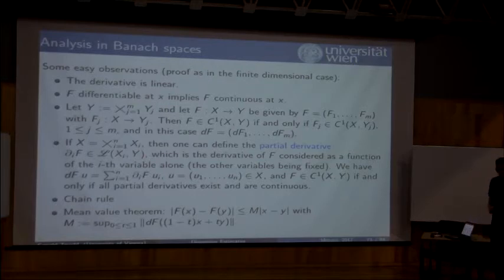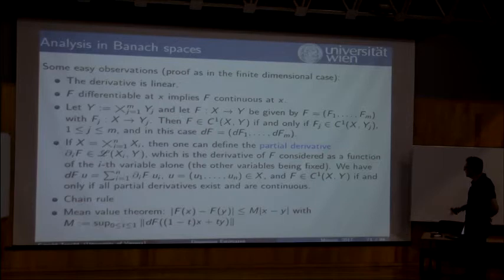So if you split X into a product of finitely many Banach spaces, you can look at partial derivatives. You just keep all the others fixed, take your derivative with respect to this one. And again, you have the same result. So you have this kind of gradient-like formula. Right here, you can build up the full derivative as a sum of the individual pieces. And if all of them are continuous, then the whole result will be C1.